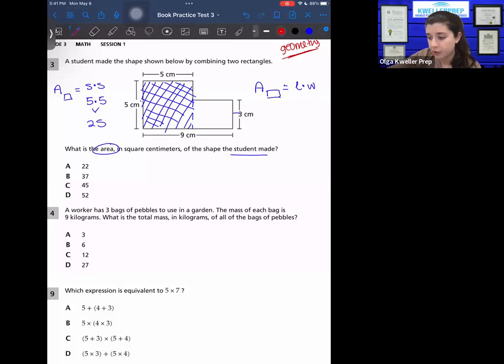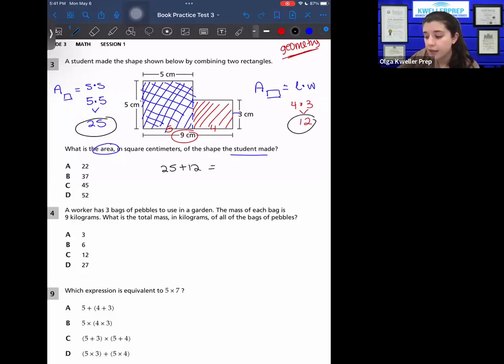Now this part can be a little bit tricky, right? I know that this is 5 and the whole thing was 9, which leaves me with 4 for this piece. So the area here where I'm shading is going to be 4 times 3, or 12. And now for the total area of the shape, we have to combine our two sides. We have to combine the blue to the red. So we're going to do 25 plus 12 to get us that final answer of 37.